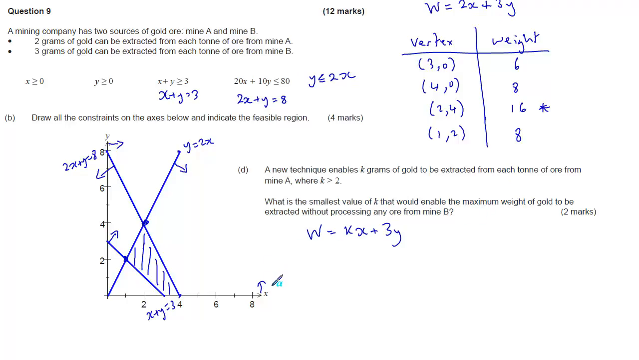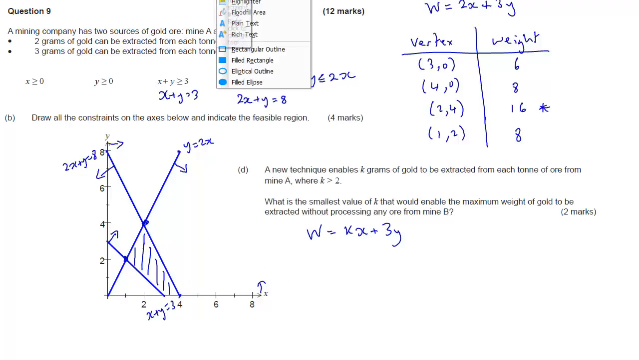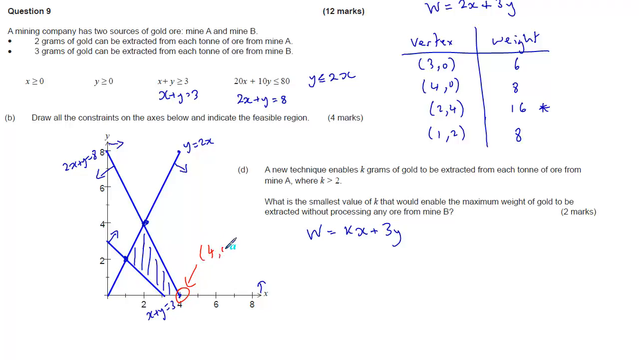If we don't want to process anything from B, that means switching to the vertex just here at (4, 0). So we want W at (4, 0) to be equal to W at (2, 4). So substituting in, that's going to give us 4k plus 0, so just 4k, equals 2k plus 3 times 4, which is 12. So that gives us 2k equals 12, and therefore k is equal to 6.